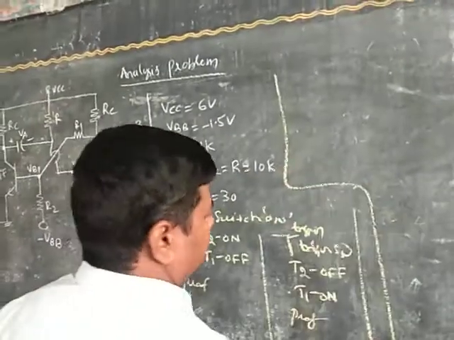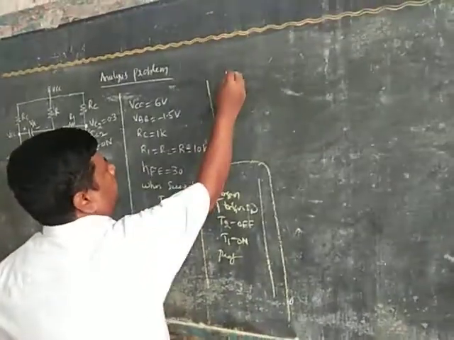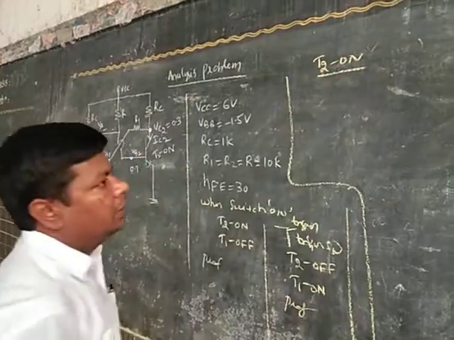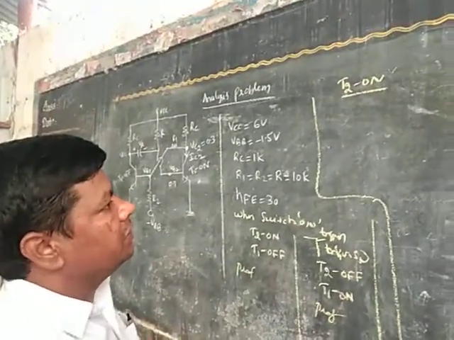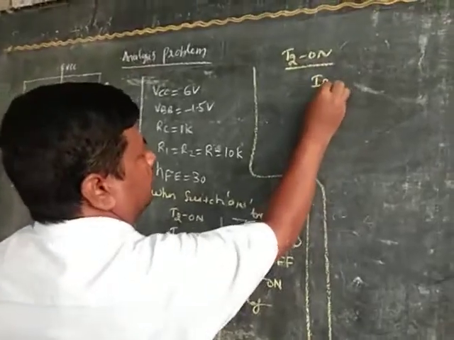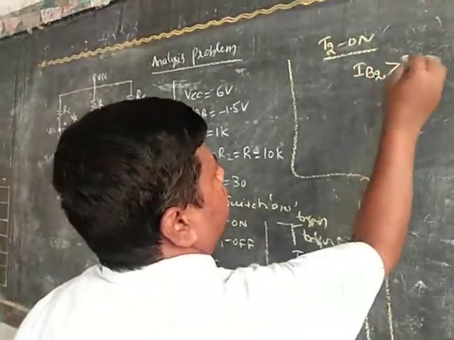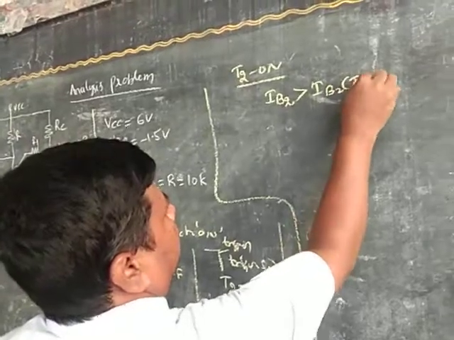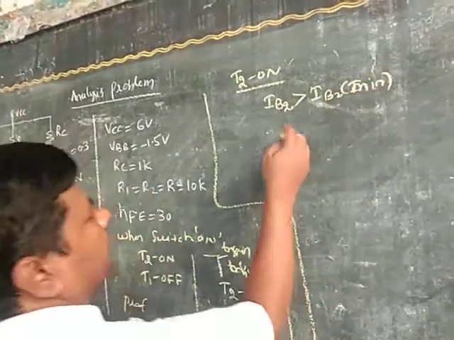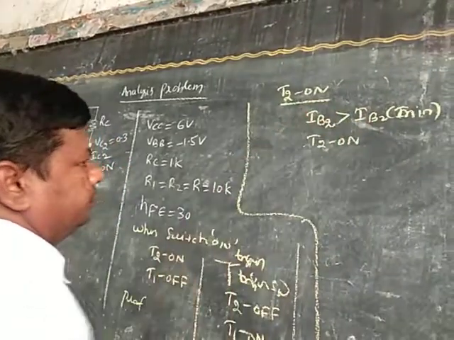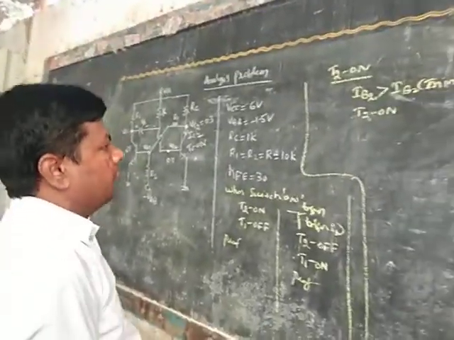Here we already know that we have to prove that T2 is on. When a particular transistor is on, it means its base current IB2 is greater than IB2 minimum. Then we can say that T2 enters into on. Okay, we have to prove that.